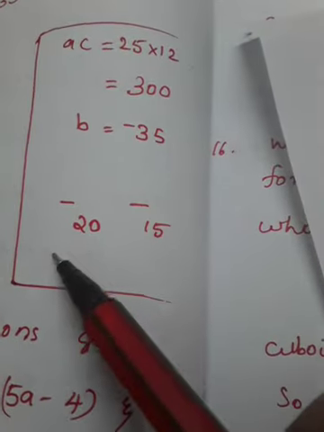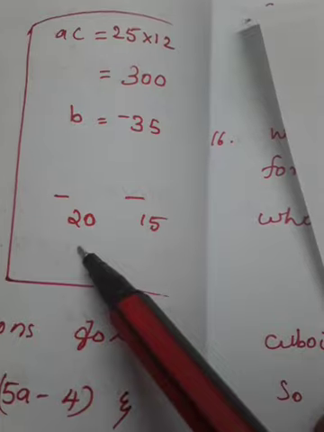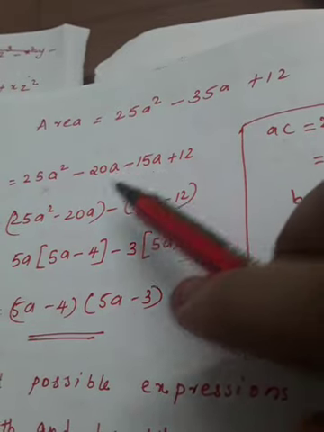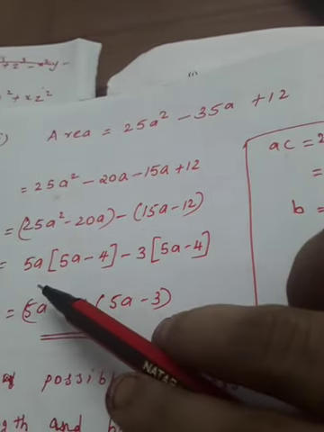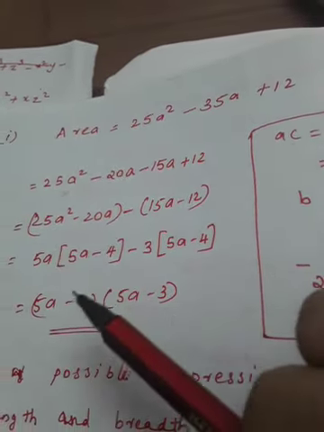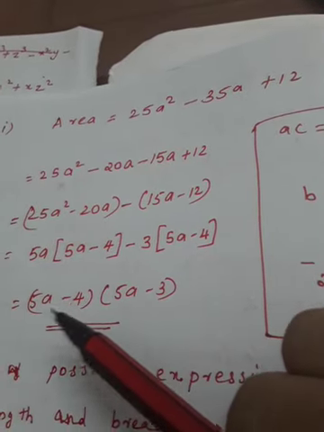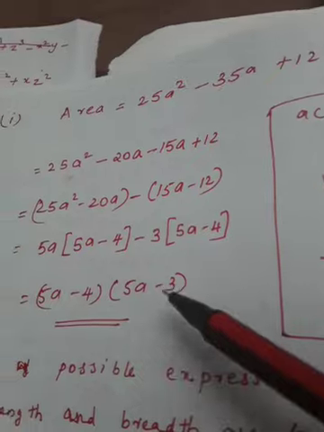So here we got two numbers as minus 20 and minus 15. So we need to split the middle term, minus 20a minus 15a. Then group them, take the common factor outside. Then again take the common factor 5a minus 4 outside. Then we got 5a minus 4 into 5a minus 3.